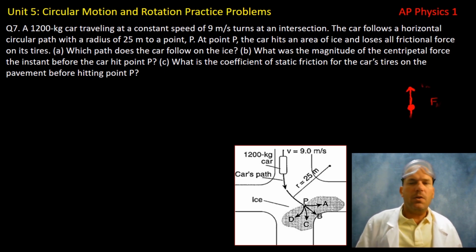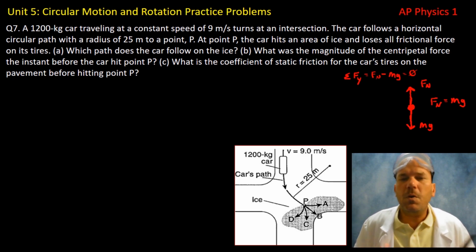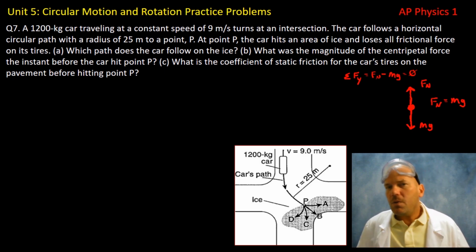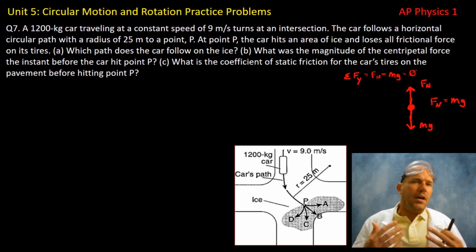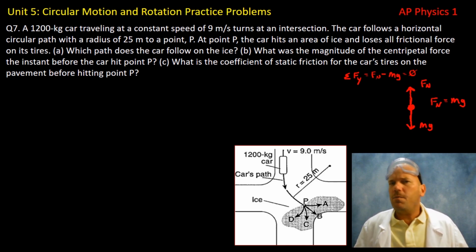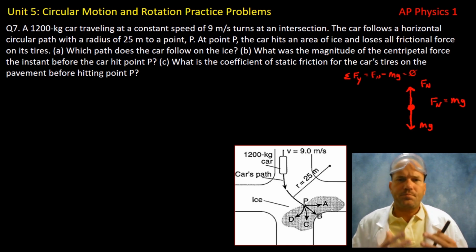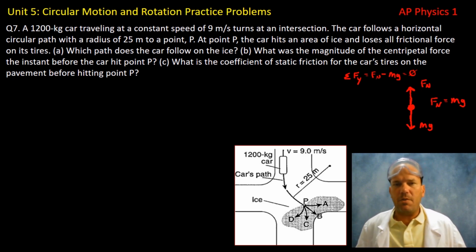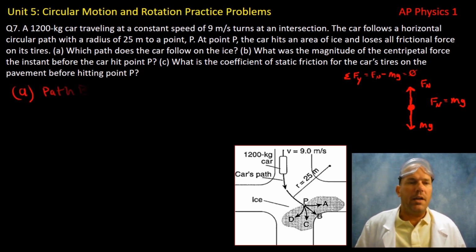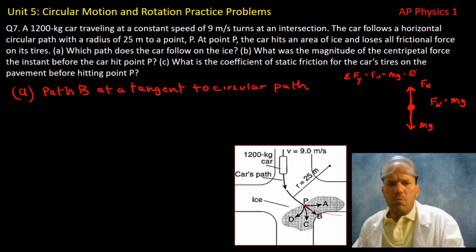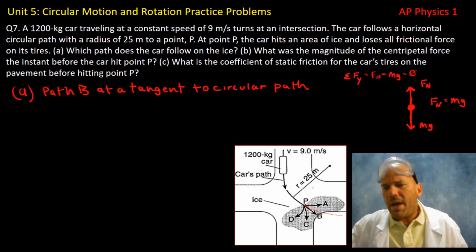All right, so if we look at our forces occurring here, we have forces in the vertical direction, which would be force normal minus the force of gravity. The vehicle is not accelerating vertically. There's no net force vertically. Therefore, we have force normal is equal in magnitude, opposite in direction to the force of gravity. All right, so for part A, if the vehicle hits a patch of ice, it will follow path B.